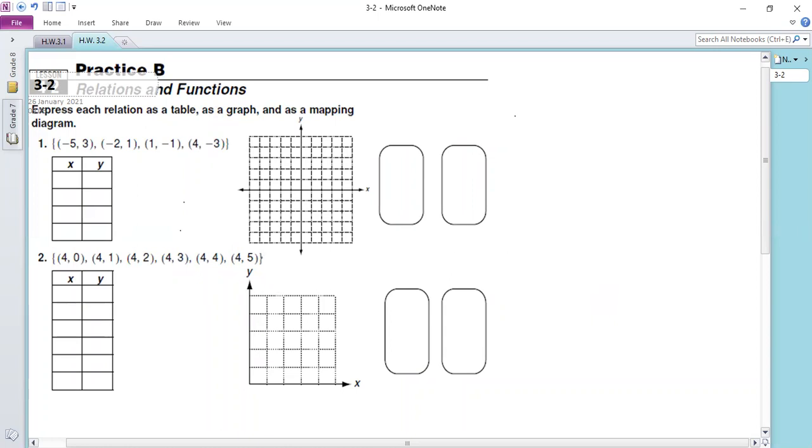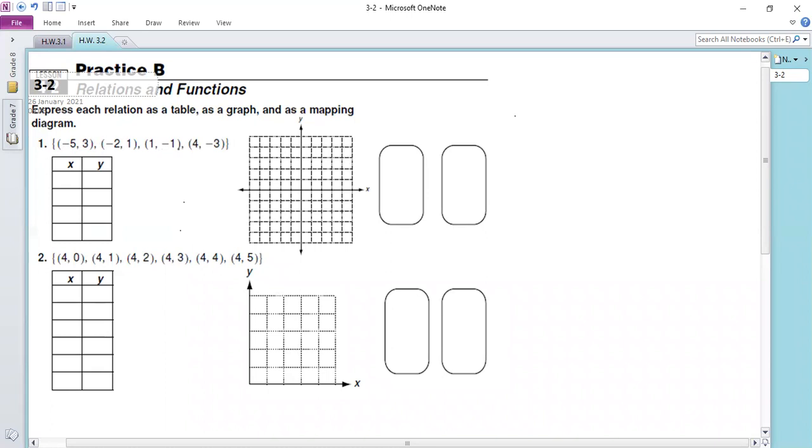So in this lesson, we will see what relations and functions are. Each of these relations or functions of numbers, we call them ordered pairs. Each of these relations of numbers can be represented in 4 ways.